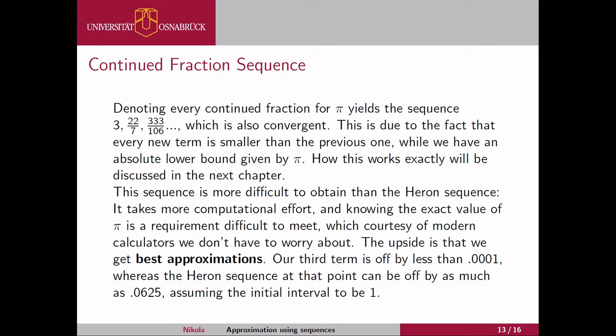Okay, so this sequence is far more difficult to obtain than the Heron sequence. It takes a lot of computational effort. You have to know your formula, and you have to be quite accurate to a lot of decimal places in order not to make a mistake. And additionally, you need to know where your number to be approximated actually lies on the number line. So here our goal is not to nail down the number on the number line, but just find a rational number which is close to it.